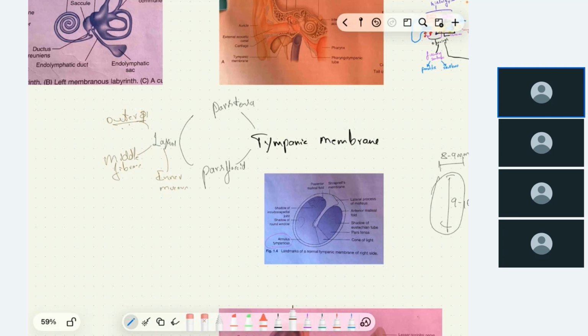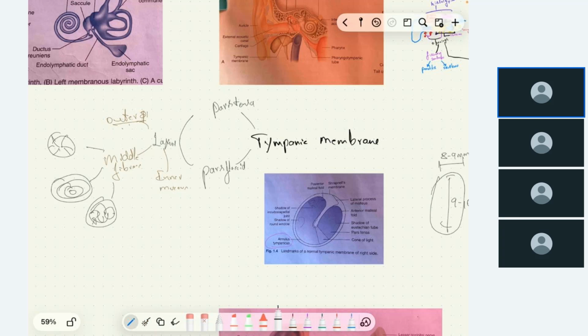So the outer layer is continuous with the epithelium of external auditory canal, which is stratified squamous keratinized epithelium. The middle layer is fibrous layer and the inner layer is mucosal layer, which is continuous with mucosa of middle ear. The middle fibrous layer has three types of fibers: radial, circular, and parabolic.